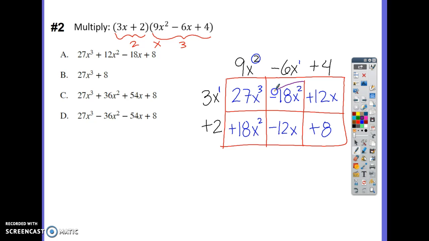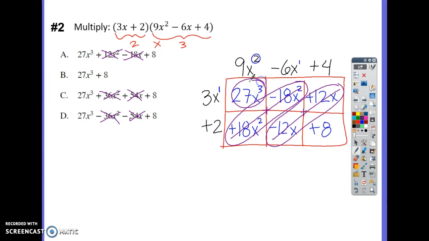The diagonals, we're going to combine them. You're going to add. So this is a positive 18 plus a negative 18. 0. So this cancels. You don't have x squared anymore. So all the ones that say x squared, that's not right. And then these two, you add them. Same thing. So negative 12 plus 12, 0. They cancel. So anything that has an x is wrong. So this goes in the front, this goes in the back. The answer is B.